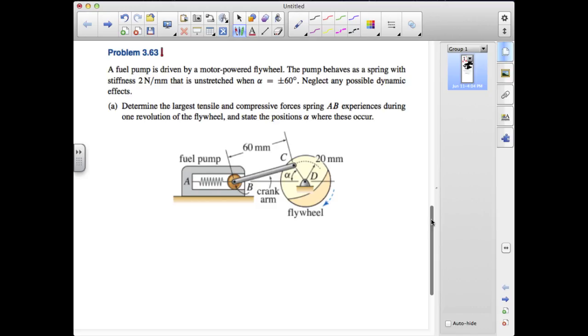Instead of determining the difference between a stretched and unstretched length, what we will do is determine the change in length of BD between the states where alpha is 60 degrees and the spring is unstretched, and alpha is equal to either 0 or 180 degrees, and the spring is experiencing its maximum compression or tension. Pause the video now and try the problem yourself. Resume playing when you're ready to see a solution.